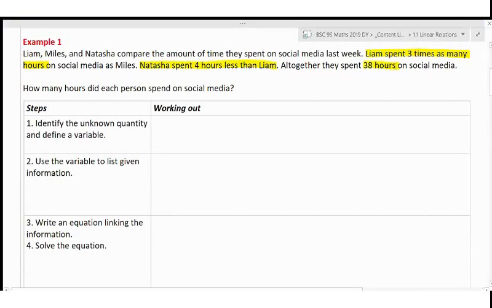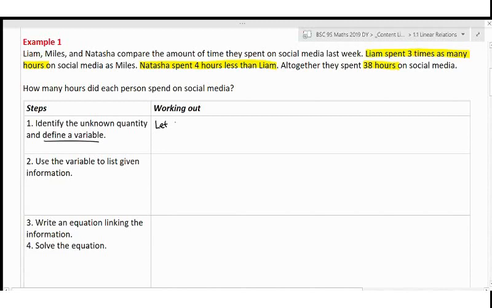Okay, so first step is to identify the unknown quantity and to define a variable. Yep. And that sentence always starts with let, right? And it's usually X, sometimes it's Y. I'm going to pick a letter. It actually doesn't matter what letter you pick, so you pick a letter.